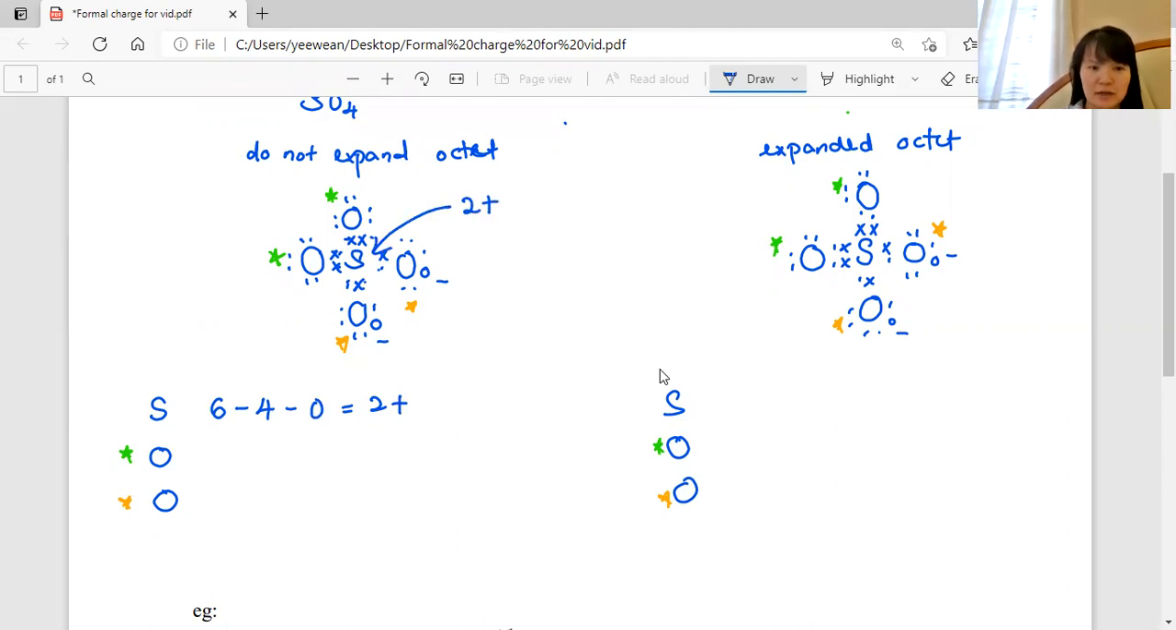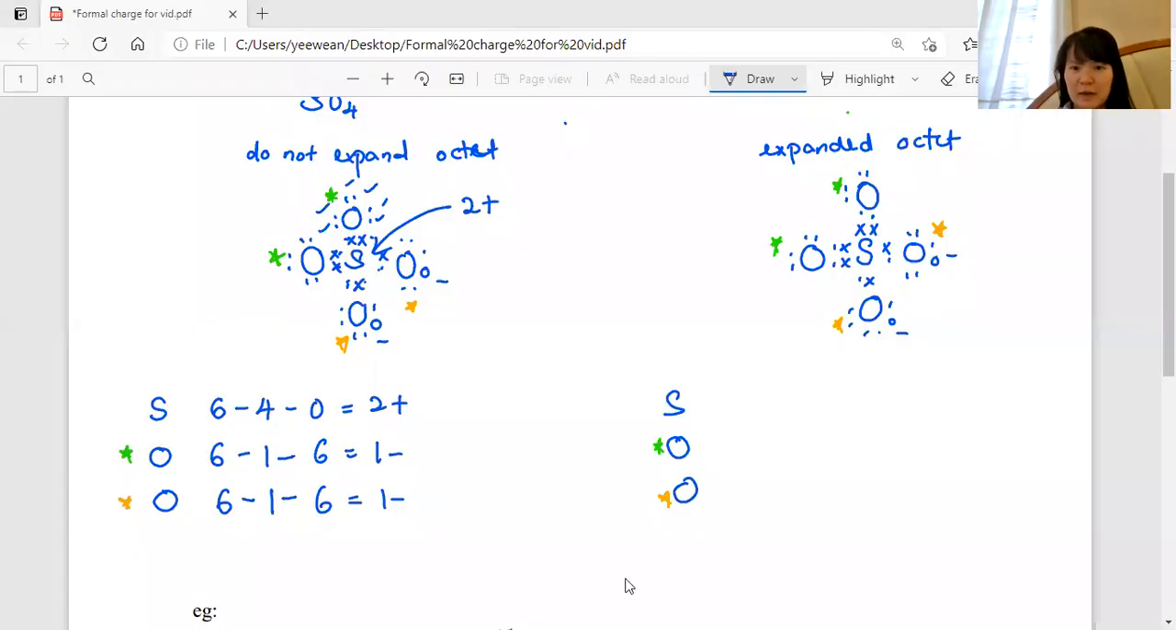Let's move on to the green star oxygen. So outermost electrons for oxygen is also 6. Bonded electrons is 2, but half of that, so 1. And the number of non-bonding electrons, that's 1, 2, 3, 4, 5, 6. So 1 minus. Okay, the other type of oxygen, also 6 outermost electrons minus half of the bonding electrons, which is also 1. And the non-bonding is also 6, so 1 minus as well.